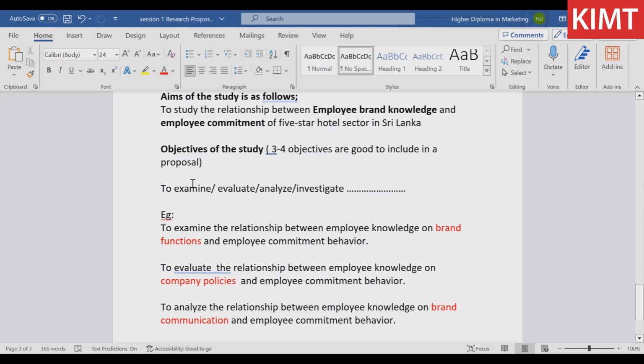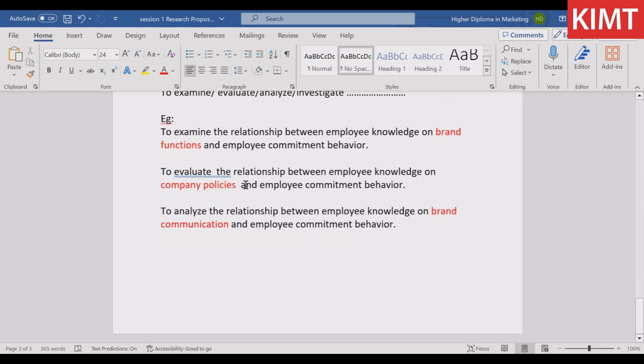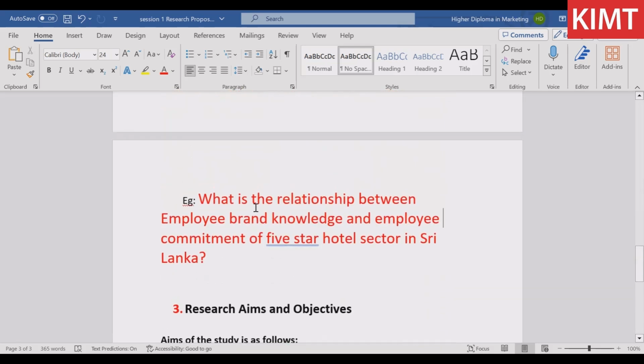Right. Okay. This part, are you okay? What we discussed last week, research objectives and the question thing? Yeah. Right. Okay.